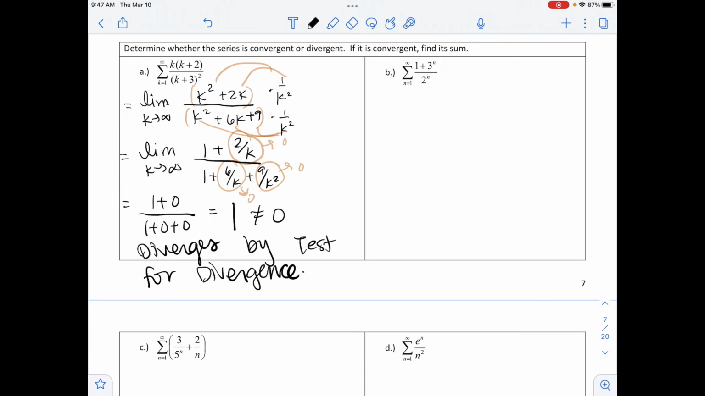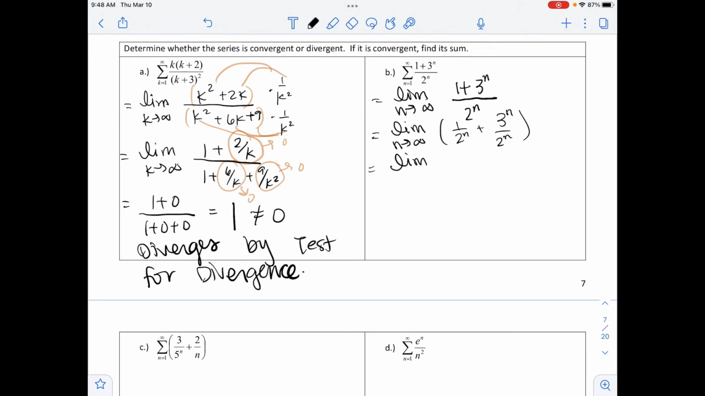Part B says the sum from n equals 1 to infinity of 1 plus 3 to the n over 2 to the n. And this one reminds me of a geometric series, just because it's a number raised to an exponent that is the same as the index for the sum. So again, we're going to try the limit as n approaches infinity of 1 plus 3 to the n over 2 to the n. And this is identical to the limit as n approaches infinity of 1 over 2 to the n plus 3 to the n over 2 to the n.